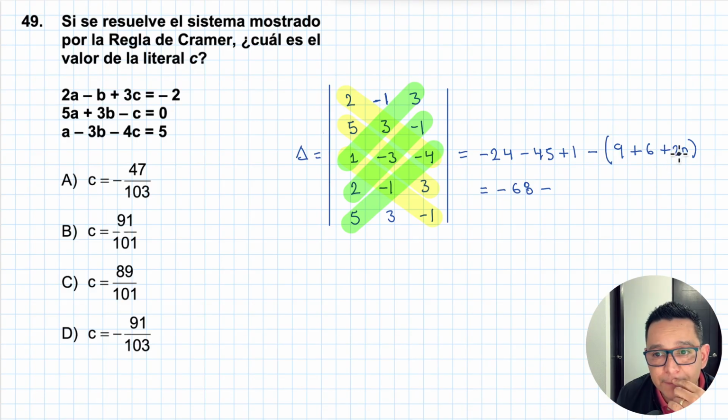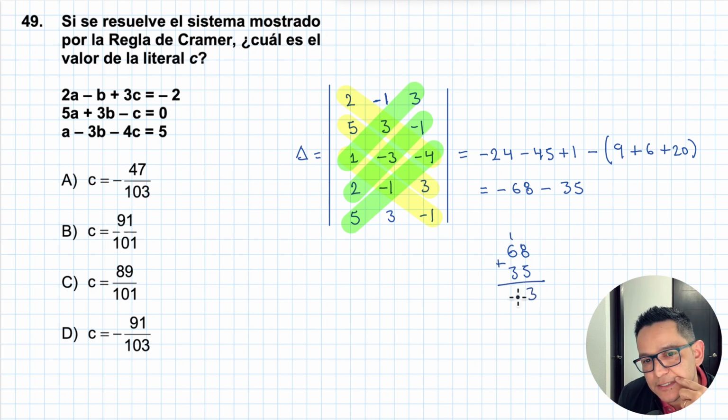Inside the parentheses, 20 plus 6 is 26, and 26 plus 9 is 35. No, 35. Let me check if I made a mistake, so let me quickly do that addition, because it's an addition of negative numbers, right? Let's do this addition. Here I get 13 carry 1, and here I get 6, 7, 10, right? So I'm getting that minus 68 minus 35 is minus 103.